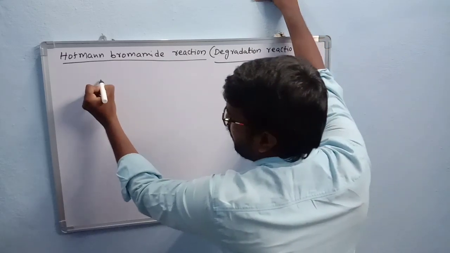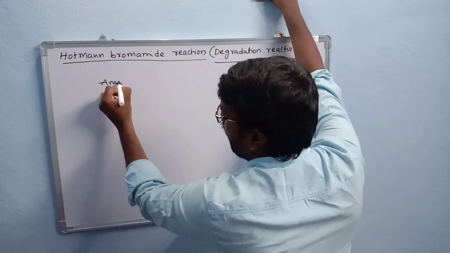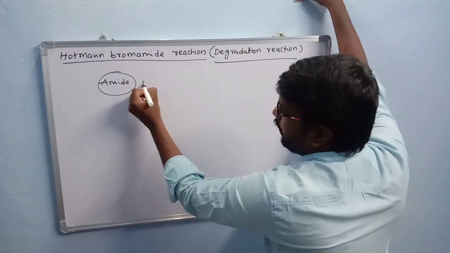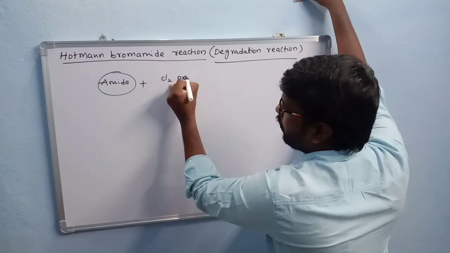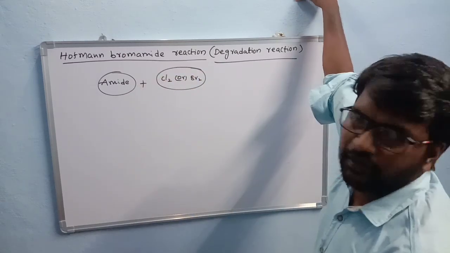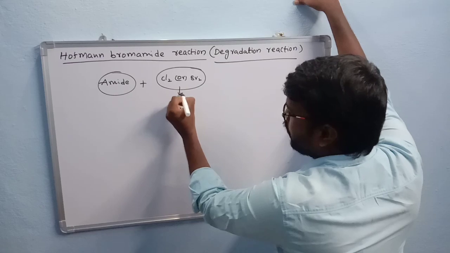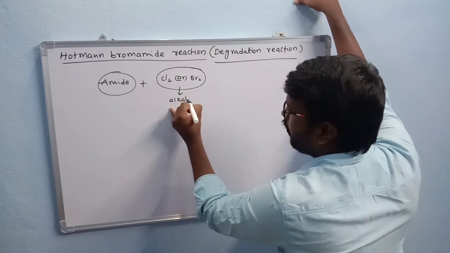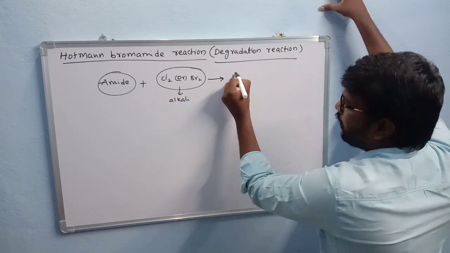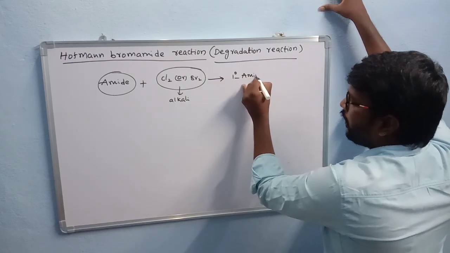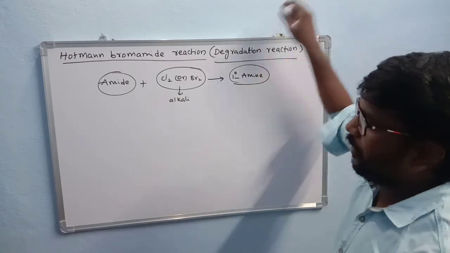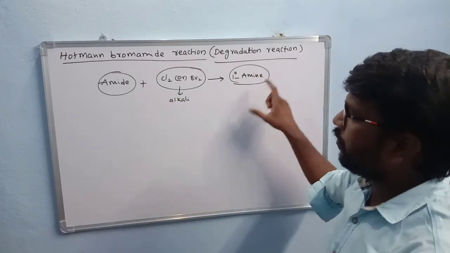Okay, so in this reaction, an amide participates, and this amide reacts with chlorine or bromine. We take the chlorine or bromine in an alkali solution, and in this reaction the products we get are primary amines. So here amides are converted into primary amines.